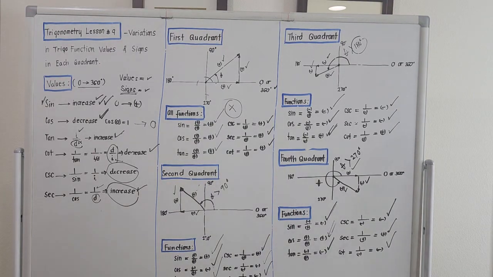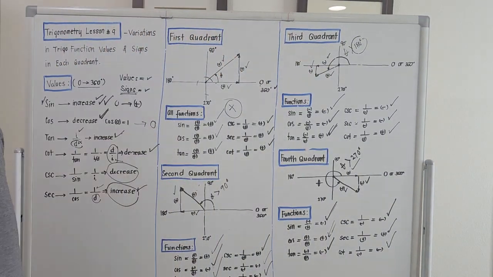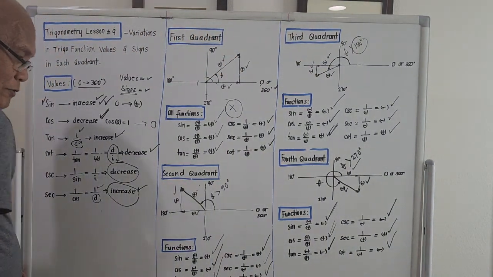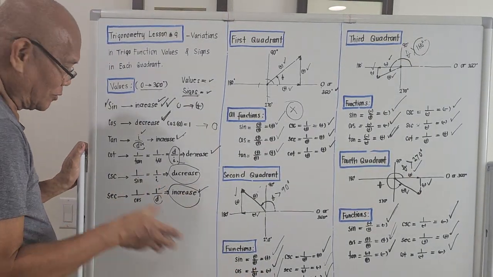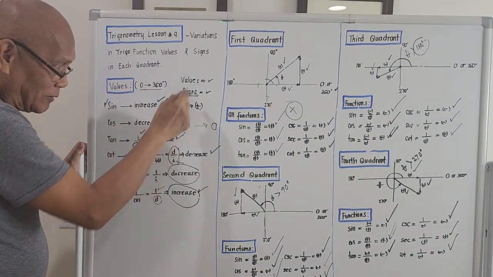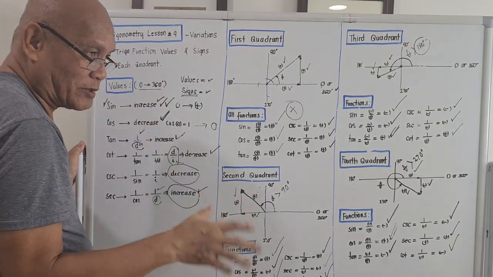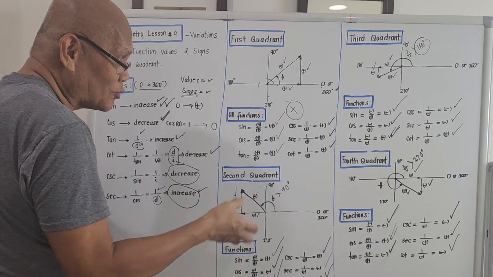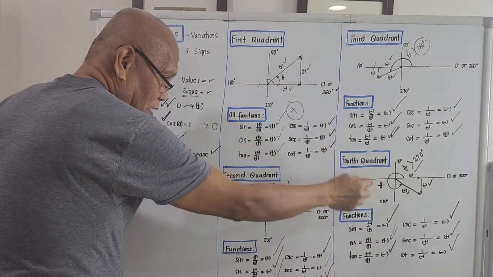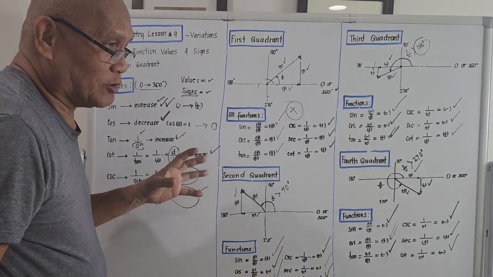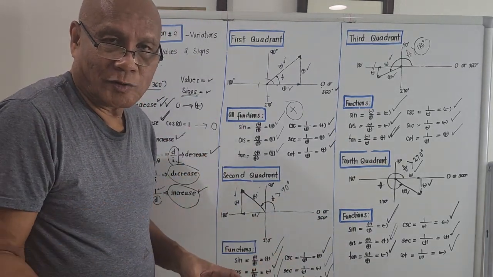Okay, that's it, guys. I hope that you will absorb this concept on how to memorize the variations and the values of the six functions and the proper signs of the six trigonometric functions in each quadrant. First quadrant, second quadrant, third quadrant, and fourth quadrant. If you try to memorize this one, you will not get lost in the study of trigonometry.